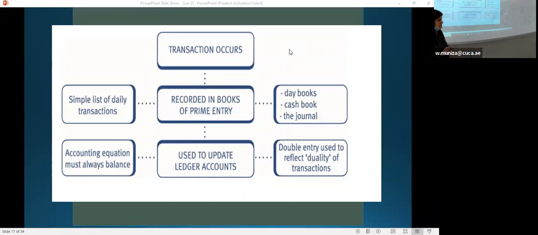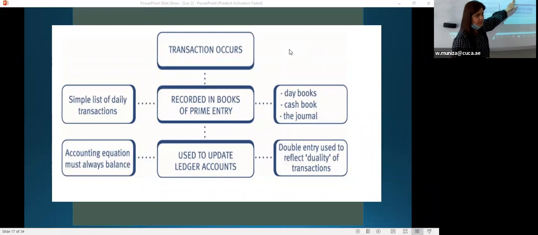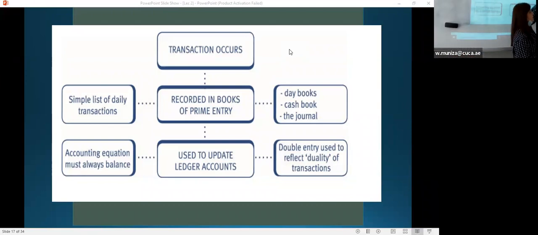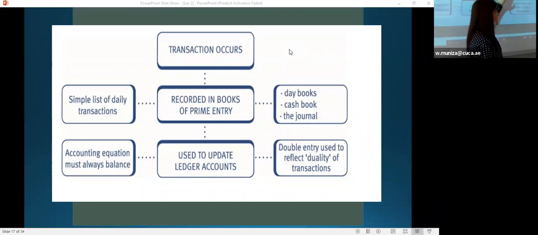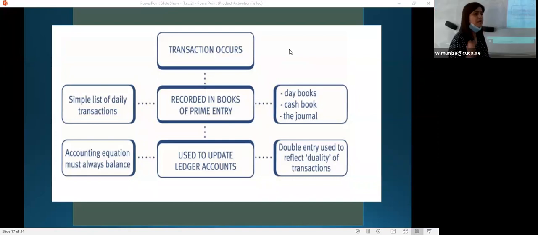So the recording phase is done in the books of prime entry. The other name for books of prime entry is day books. Sometimes in multiple choice questions, they do ask that day book is the other name of books of prime entry, or that books of prime entry is the other name for day books. Cash book and journal are some of the day books, some of the books of prime entry where recording of the transaction is done. What we do in the recording phase is simply list daily transactions. We simply record the transactions as soon as they occur.